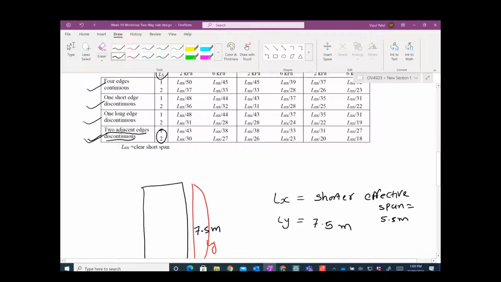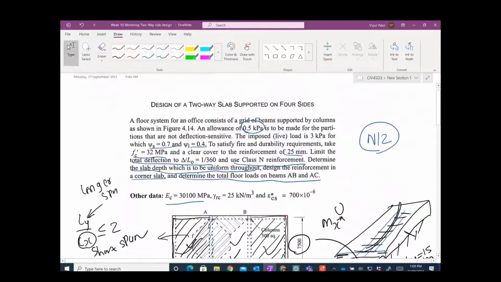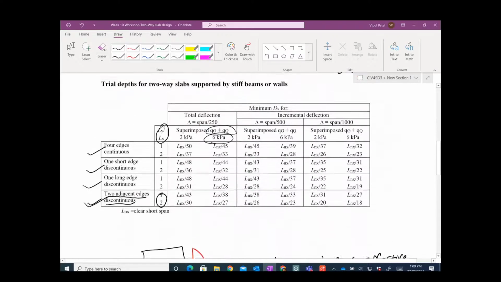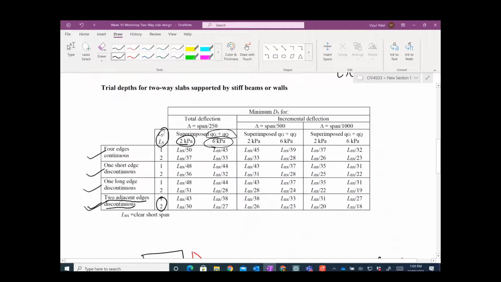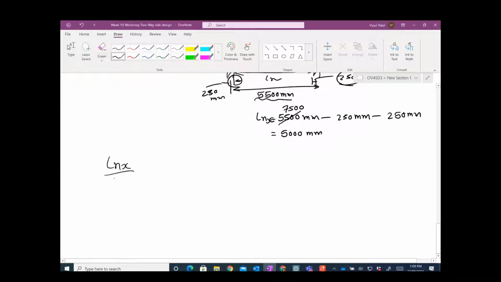We have 1.4, and we don't know the superimposed qg equal to qq is 6 kilonewtons. Maybe take it 6 kilonewtons, because we already have 3 kilopascals, which is already live load, so it's more than 2 kilopascals. So we will have in that range. So let's take it in between, which is ln x over 29. So ln x over 29 equal to ds, which is the depth of the slab. It's just a starting point.